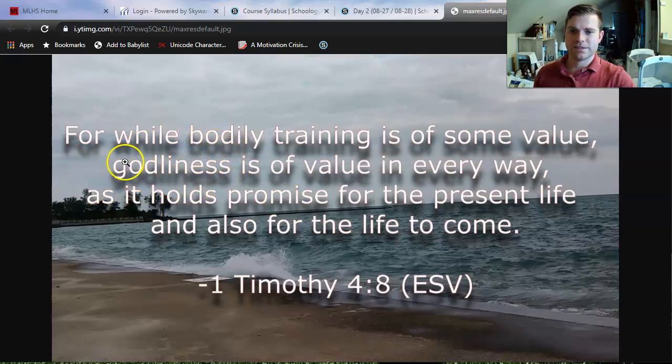We also want to practice godliness. It's because it's of value in every way. It's eternally valuable. Bodily training, physical training, even mental training is valuable for our success and for our temporary lives on earth. But we also need to be practicing our godliness for our eternities too.